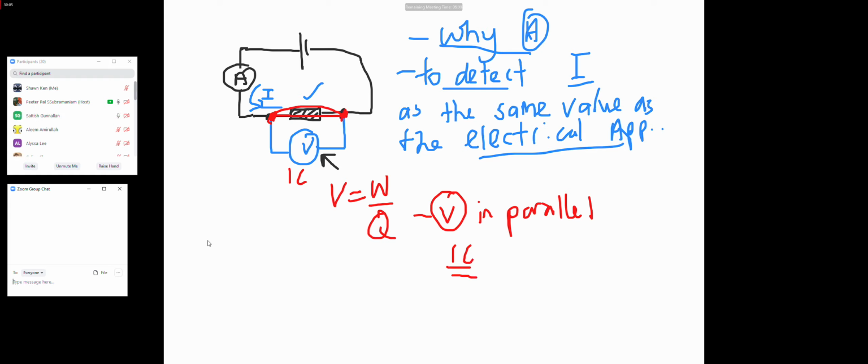So it's best to fix it before and after the device. It goes through the device and comes out, and only then you know what the voltage is. So the voltmeter is connected in parallel, so it will detect the value. Any question?